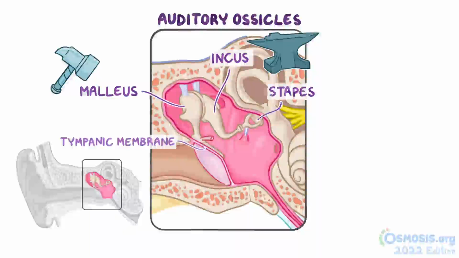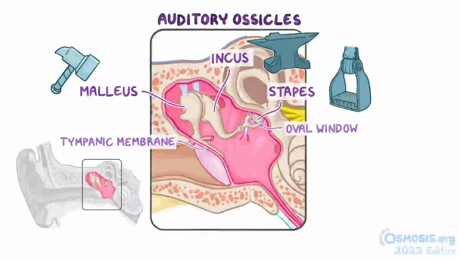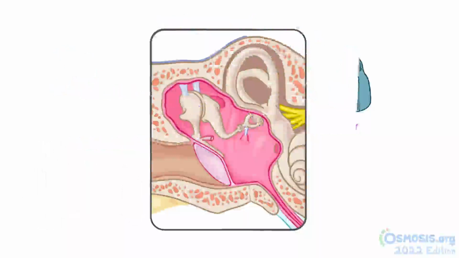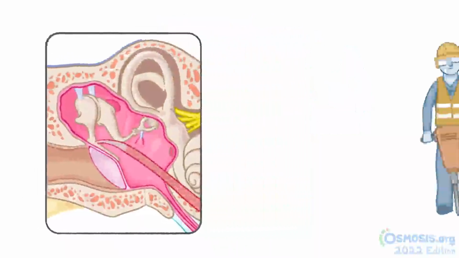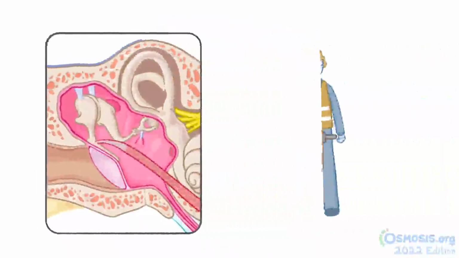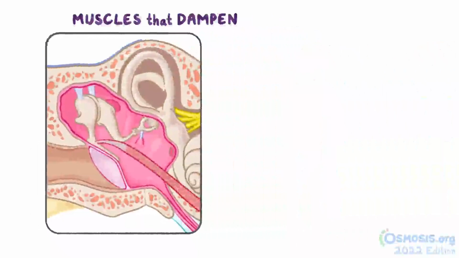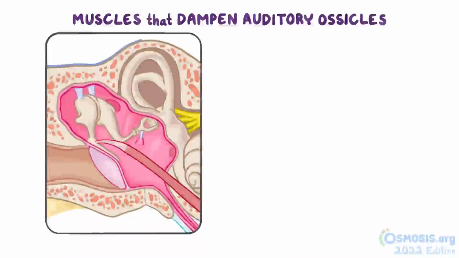The stapes resembles a stirrup, and its base attaches to the oval window. These tiny bones form a chain that extends from the tympanic membrane to the oval window on the labyrinthine wall and transfers vibrations from the tympanic membrane to the inner ear. Now, air vibrations made by loud sounds could easily damage the inner ear. That's why there are two muscles that dampen the movement of the auditory ossicles, the tensor tympani and the stapedius.